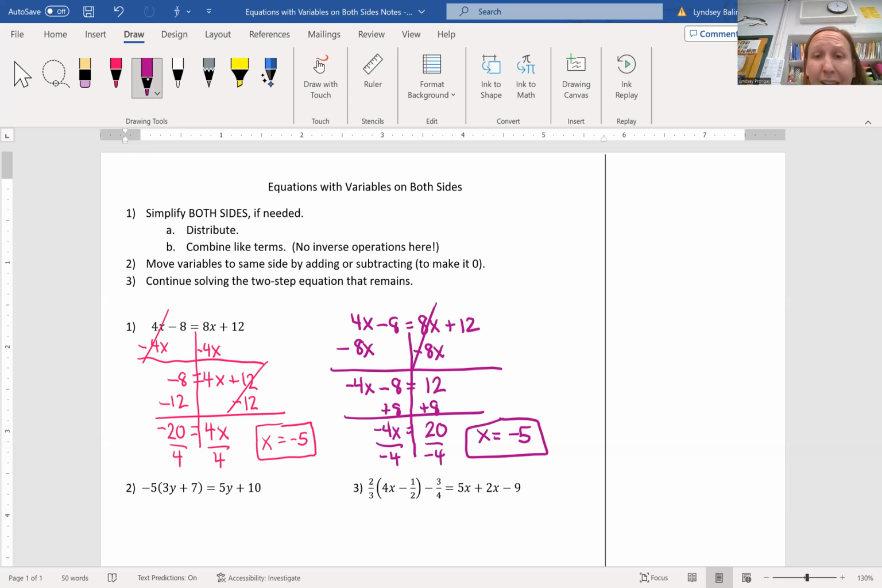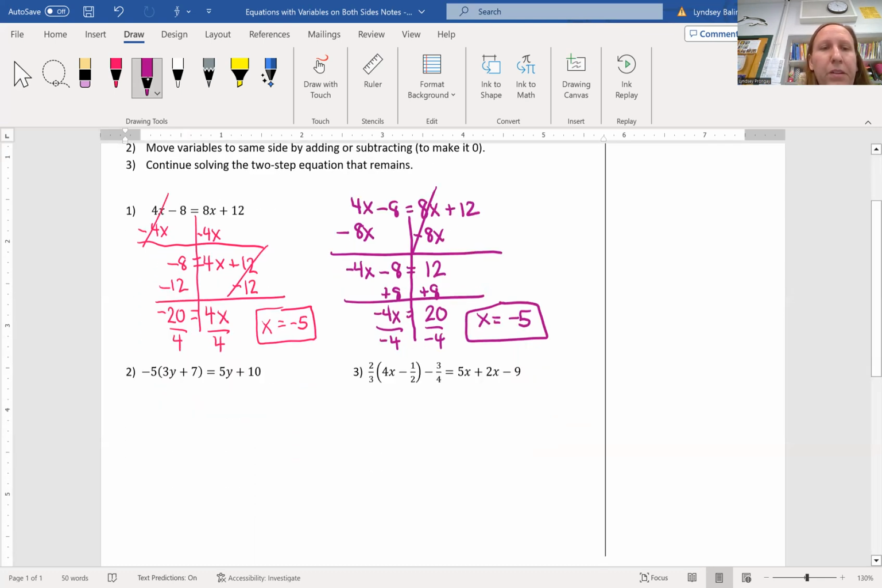Okay, so if you want to say, hey, I always want to get my variable to the left-hand side, you go for it. Okay, if you want to kind of play around with the terms like I do and say, what am I going to do to keep my variables positive? That's also an option. So it's whatever you like.